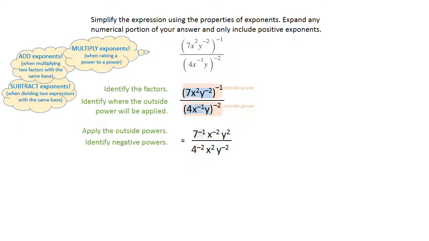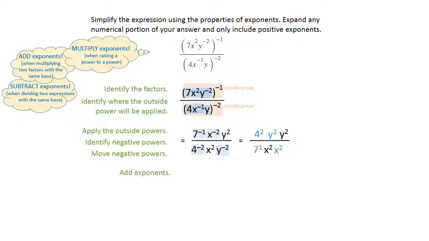Now we're going to identify negative powers and move them where they're positive. There's 2 negative powers on the top, there's 2 negative powers on the bottom, and we want to move those to where they will be positive. So we're just going to swap them. The 2 on the top are going to come down, and the 2 on the bottom are going to go up, and everything becomes positive now. 4 has a +2 on it, y has a +2, 7 has a +1, and x has a +2.